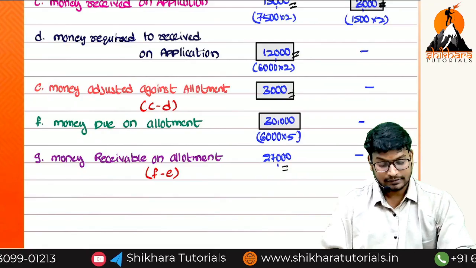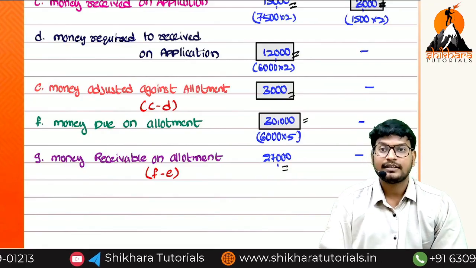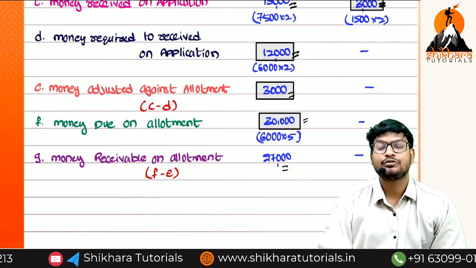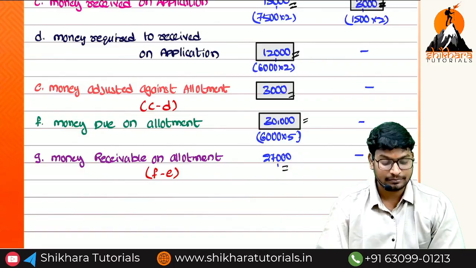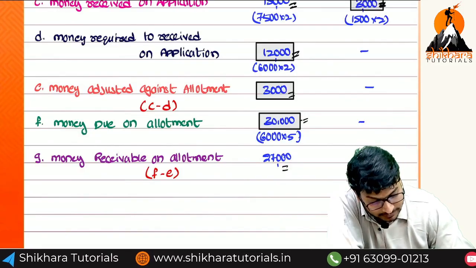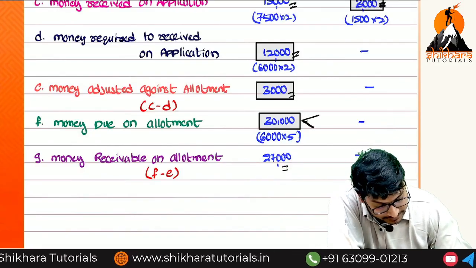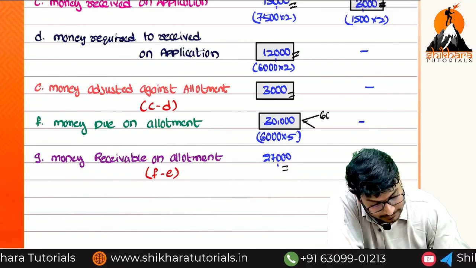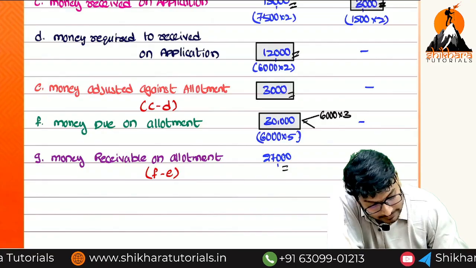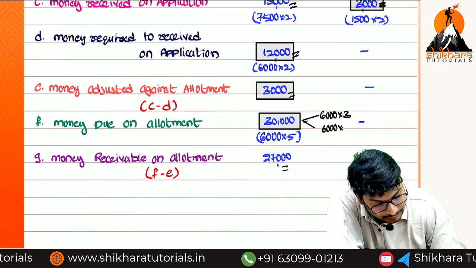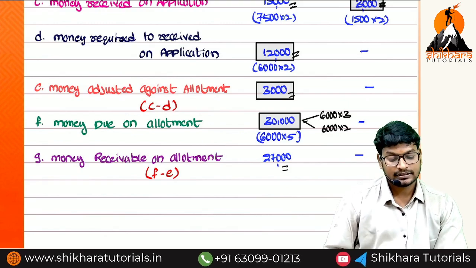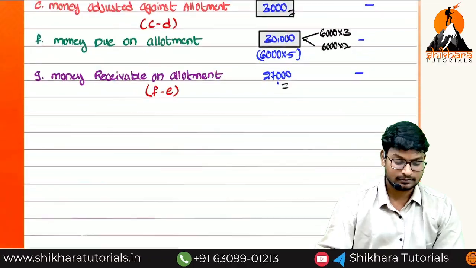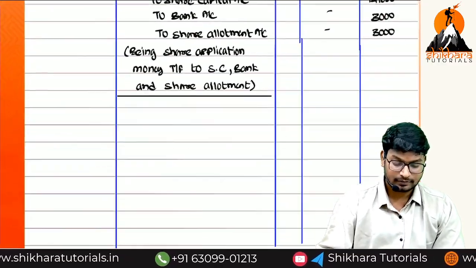So even though we have received the 30,000, what is the face value here? 3 rupees is the face value, and the remaining 2 rupees is the securities premium. So that is equal to how much will come? 6,000 into 3 and 6,000 into 2. 6,000 into 3 how much? 18,000. 6,000 into 2 how much? 12,000. Okay?